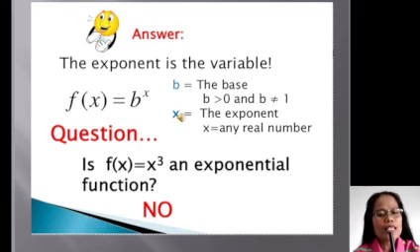Question, is f of x equals x cubed an exponential function? The answer is no, because in this function, the base is the variable x. It's not the exponent.